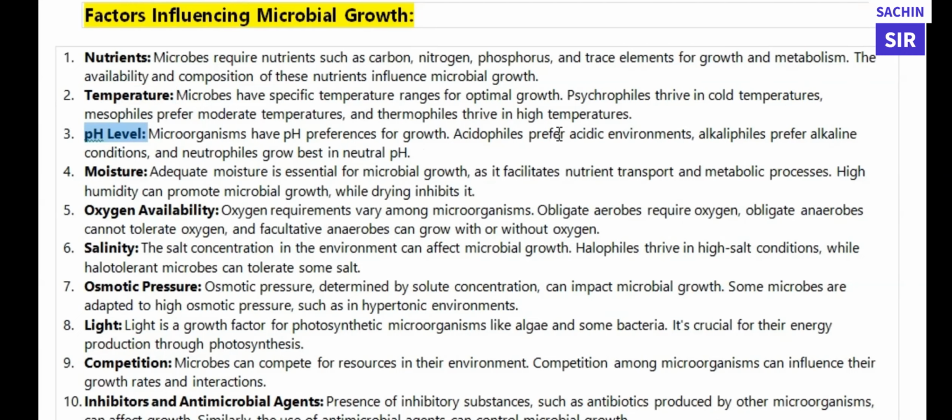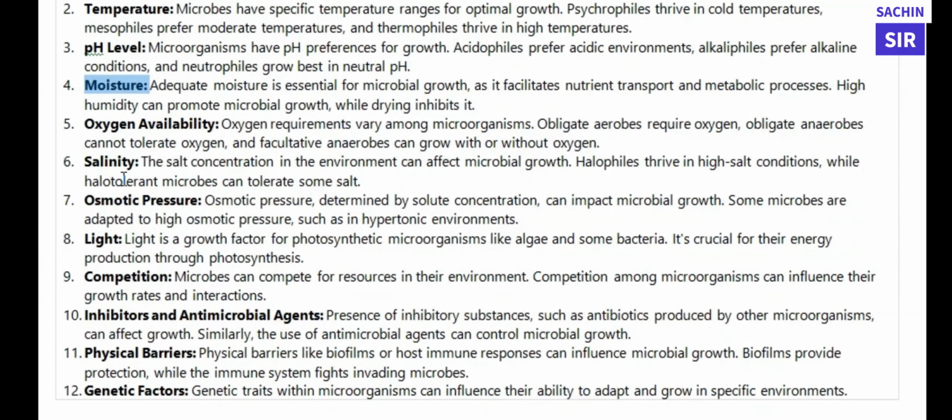pH level. Microorganisms have pH preferences for growth. Acidophiles prefer acidic environments, alkaliphiles prefer alkaline conditions, and neutrophiles grow best in neutral pH. Moisture. Adequate moisture is essential for microbial growth, as it facilitates nutrient transport and metabolic processes. High humidity can promote microbial growth, while drying inhibits it.